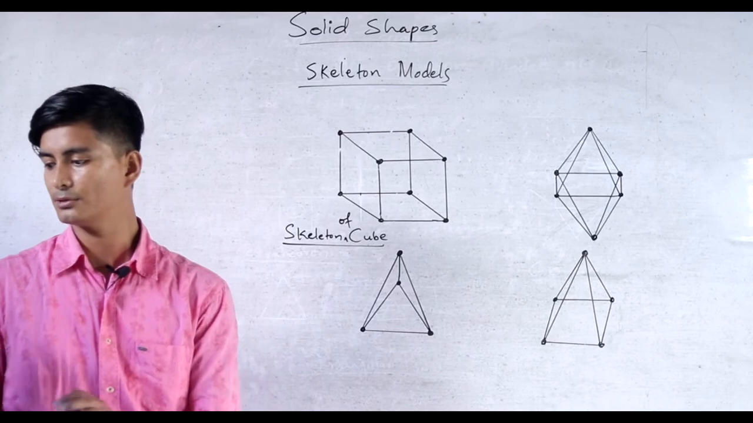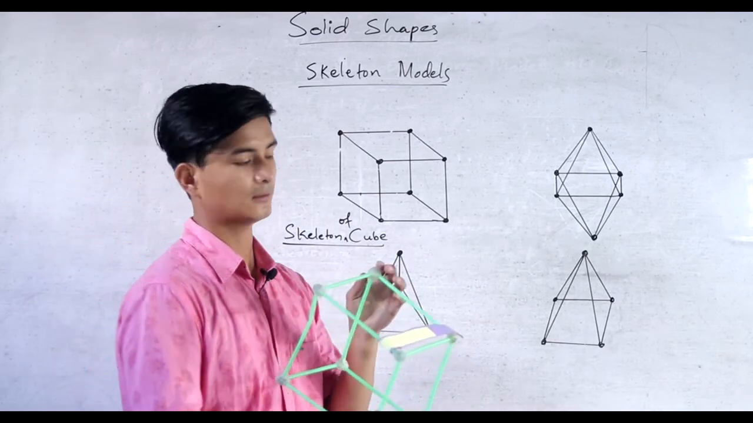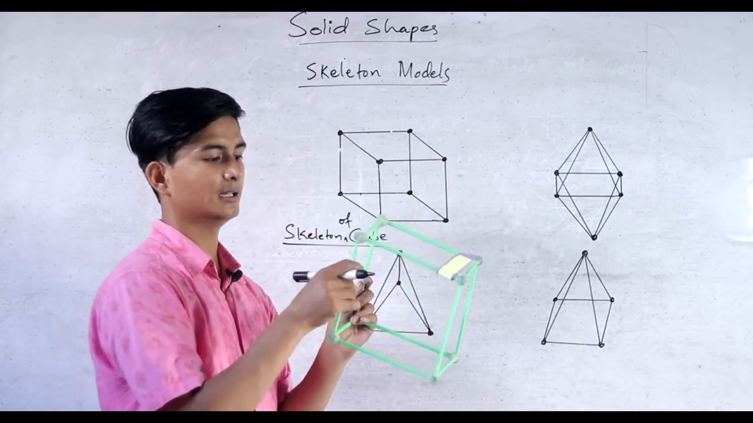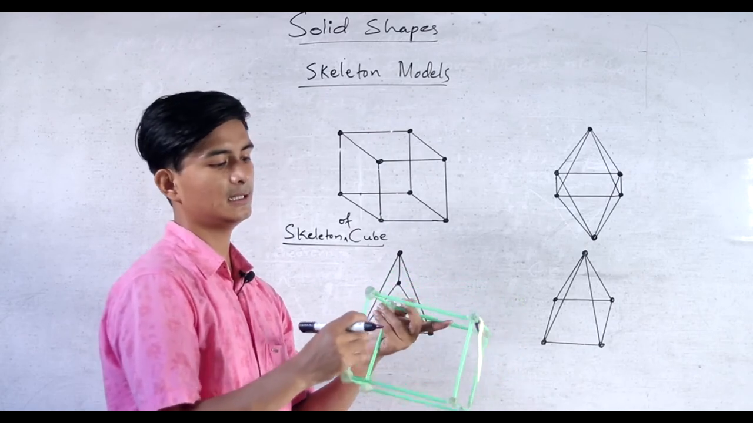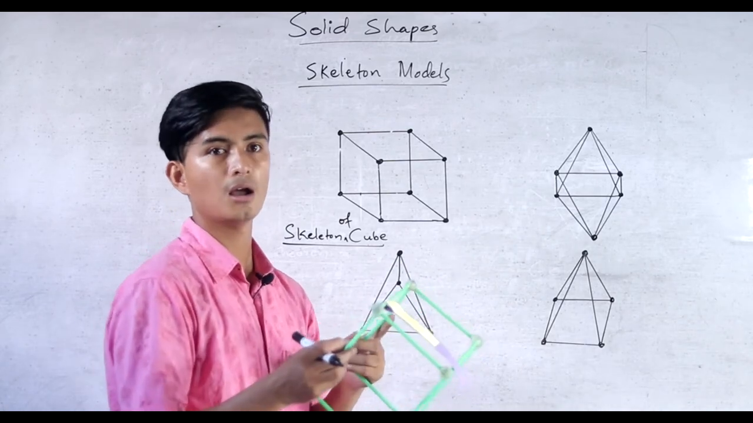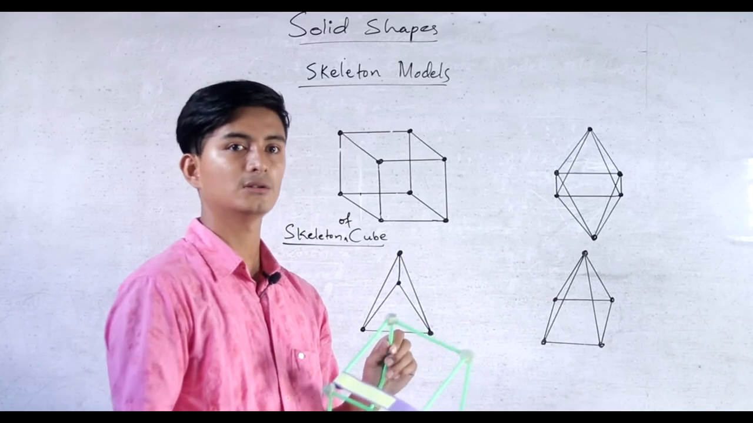Okay, so I have some few model as well to show you. You can see here, this is called a skeleton of cube. You can see here, there is nothing, right? There is no surface over here. You can see here, only the edges. You can draw this with the help of straw, or you can draw this with the help of what is that, thread also you can draw it.